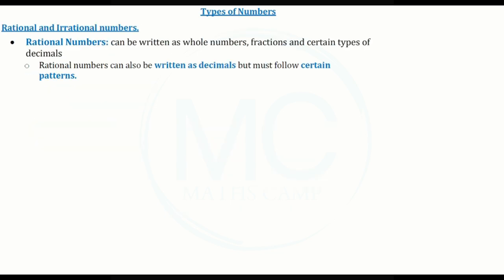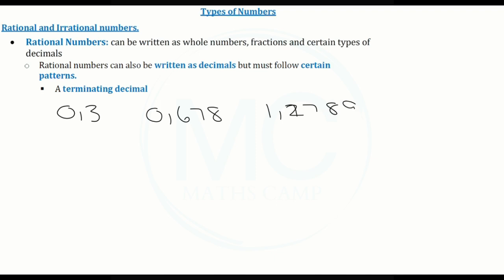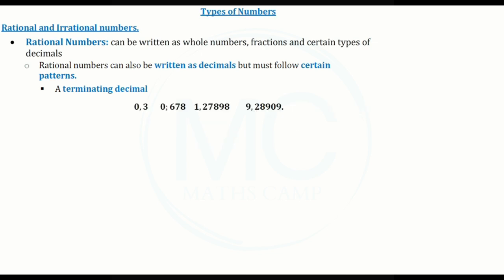I want to start looking at a terminating decimal. This means that we can write down the whole decimal. So we could say 0,3 or 0,678. What about 1,27898, or even 9,28909? These are all rational decimals.